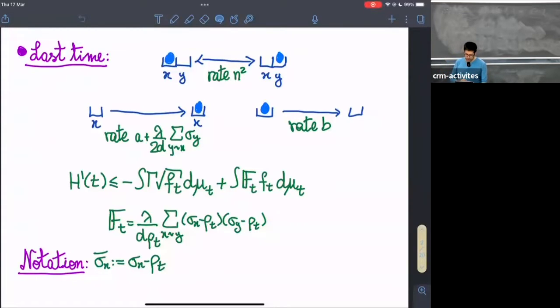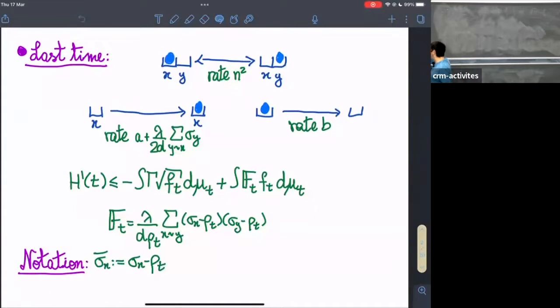Let me introduce a notation. Let me call sigma x bar this random variable sigma x minus rho t. Notice that this is not a real centering, in the sense that rho t is not the expectation of sigma x with respect to the law of the process. It is the expectation of sigma x with respect to the reference measure. We believe that it's a good approximation for the expectation, but maybe it's not exactly the expectation. Another thing to keep in mind is that this centering changes with time, because we're changing the measure. And I'm not putting that explicitly into the notation.